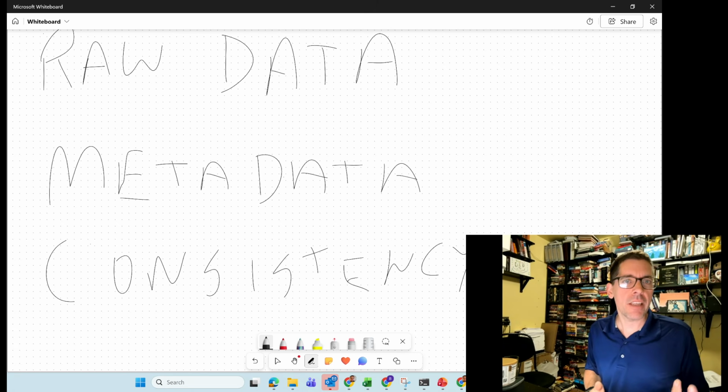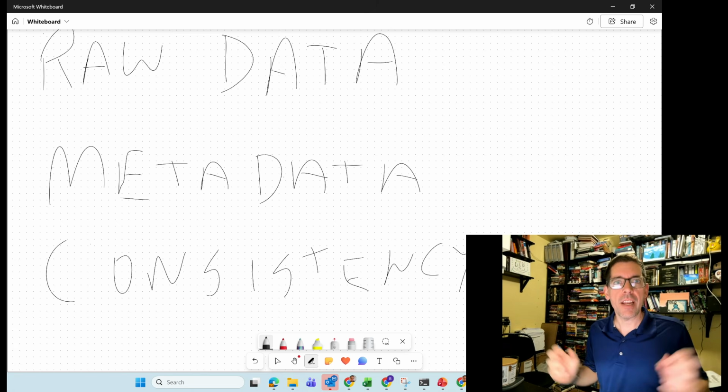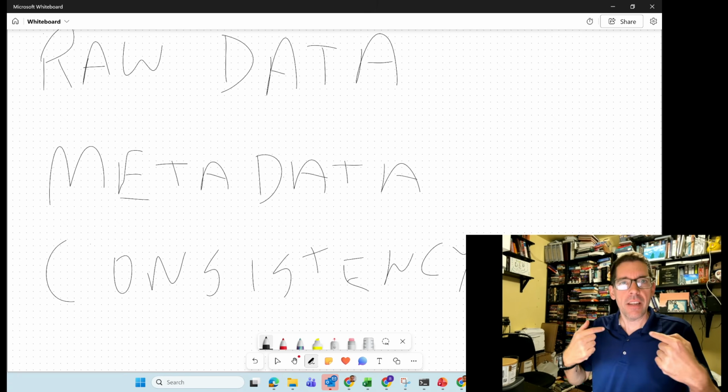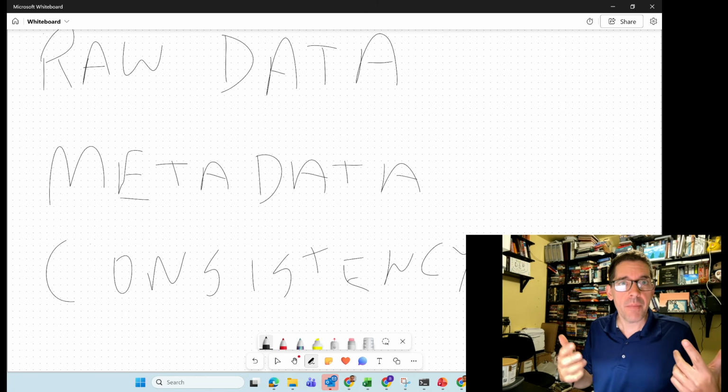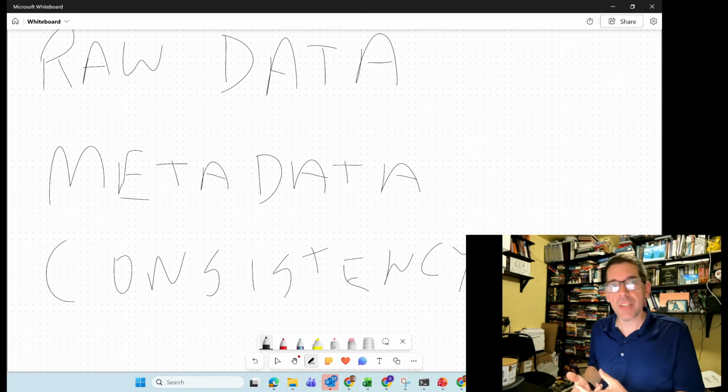Even when people talk about things like NoSQL, right? That's kind of all the rage right now. Even NoSQL is raw data that is self-describing and has consistency, right? It may be a different mechanism than what we use in relational databases, but those three elements are there. So we always have these in any data management system.